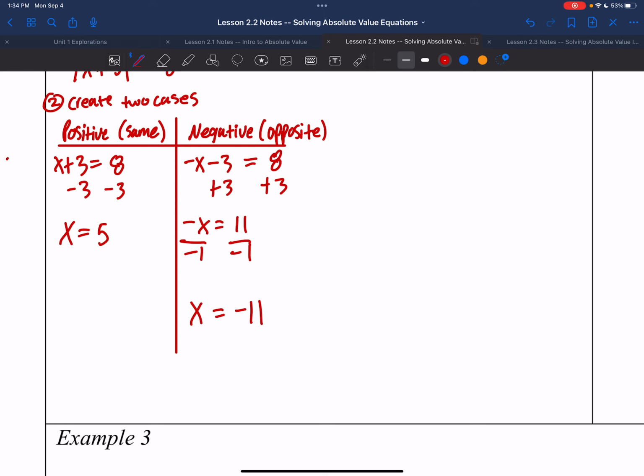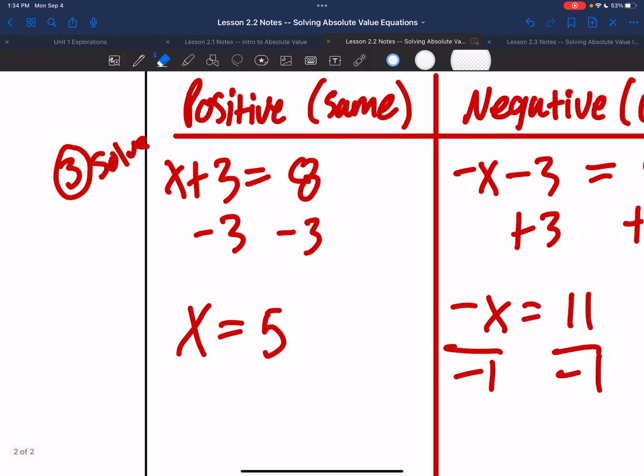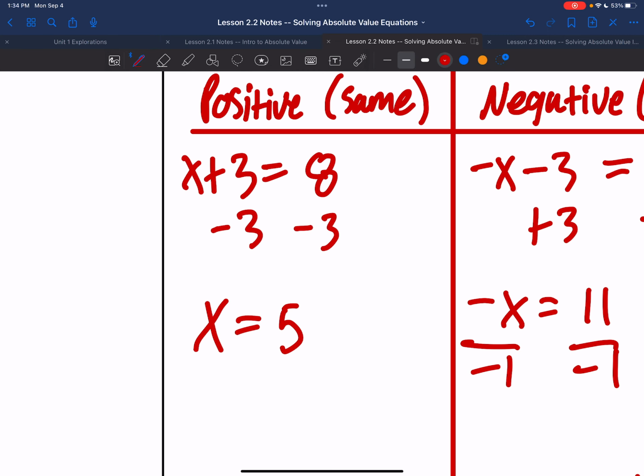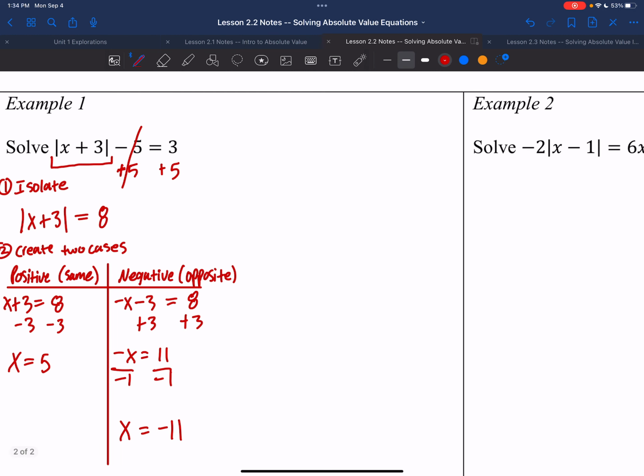And so this step was step 3, solve. But step 4 is to check our answers. So step 4, check for extraneous. You need to do this every time with both answers.